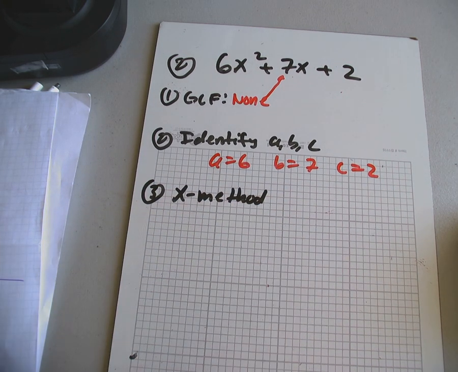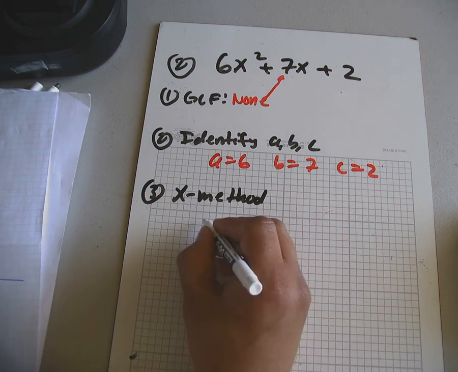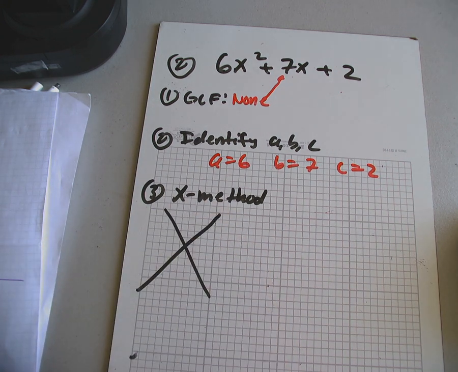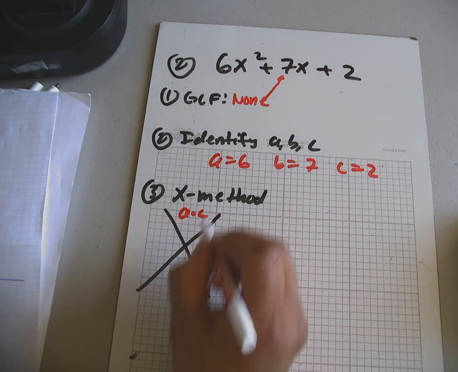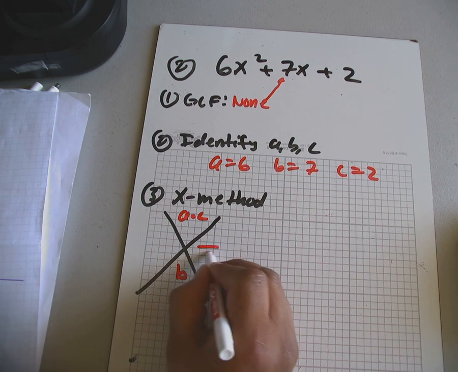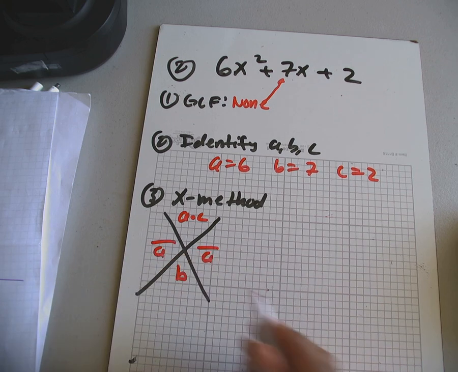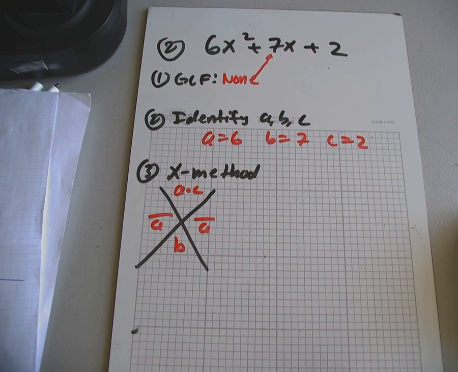This is my last step. So I'm going to draw my X, and I'm going to remember that the formula is A times C, B divided by A. Now you don't have to write down the formula. I just write it in case you don't remember it.